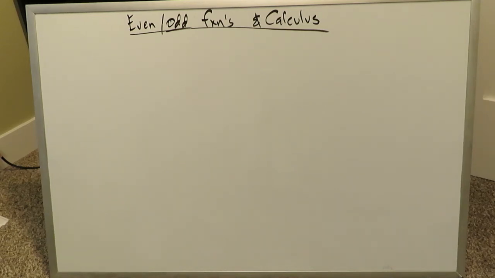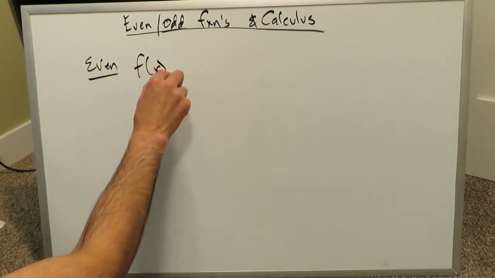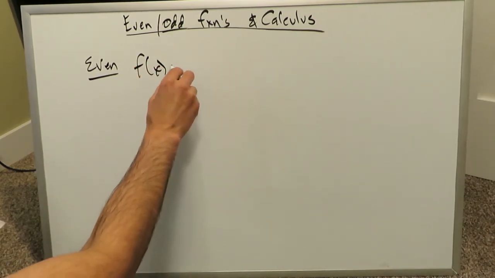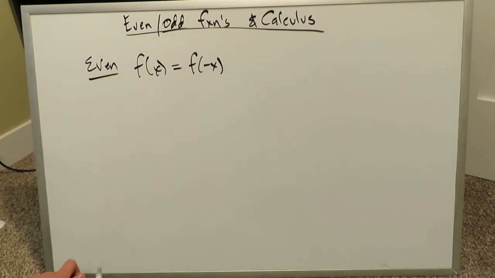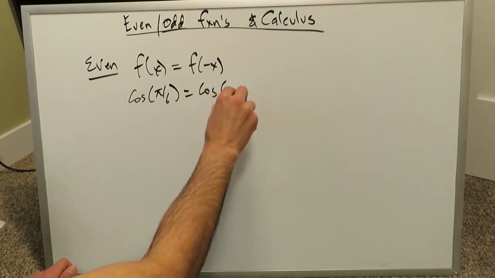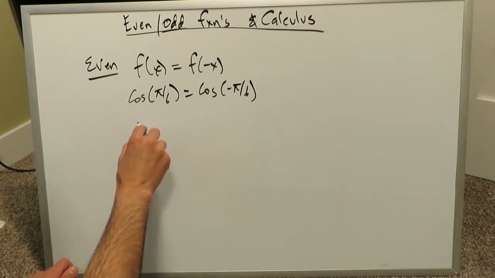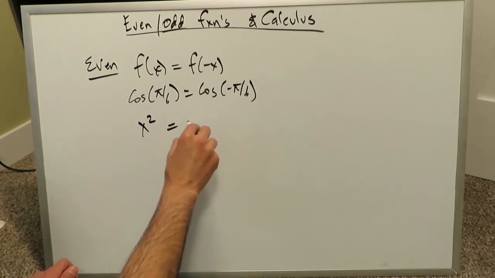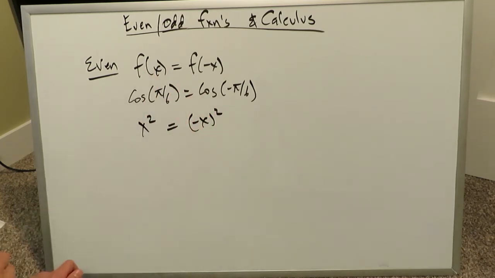We're looking here at a video on even and odd functions and their presence in differential calculus and integral calculus. If something is even by means of the test, we know from precalculus that for even functions, f of x is equal to f of minus x. These are always equal. If you had cosine of pi over 6, it would equal cosine of minus pi over 6. Easy, right? Likewise, if you had x squared, it would also equal the same as minus x whole squared. f of x is equal to f of minus x.